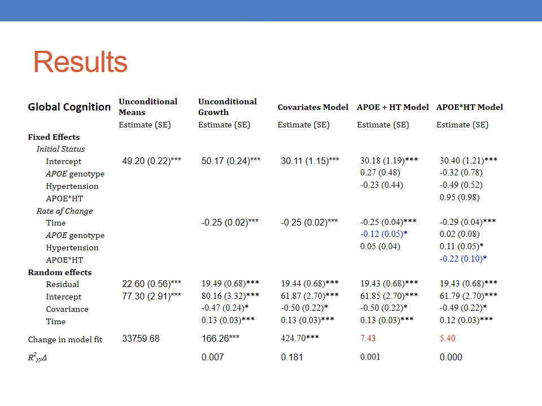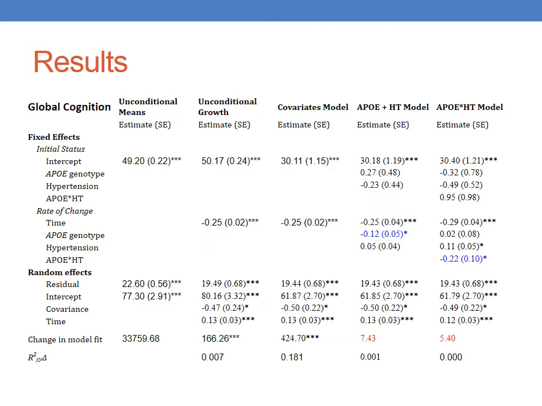So once you run all these models through the software, this creates tables and tables worth of data. I won't show you every single one, but I will show you specifically the global cognition hypertension model. You can see that in our first model, the unconditional means model, as I said earlier, this is just allowing us to establish the baseline values for variance explained and the model fit, which you see down at the bottom of the slide.